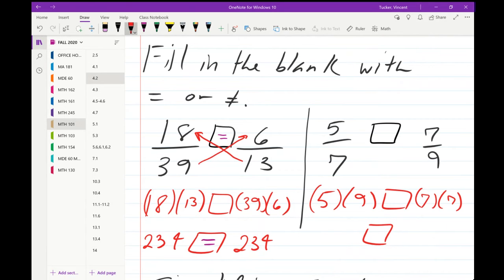All right, any problems with that? Everybody good? Then you do the same thing with this next one. We have 5 over 7 and 7 over 9. Take your denominators. That gives me 5 times 9 on the left, 7 times 7 on the right. So that's 45 and 49. They're not equal, so it means the fractions are not equal. All right, any questions?